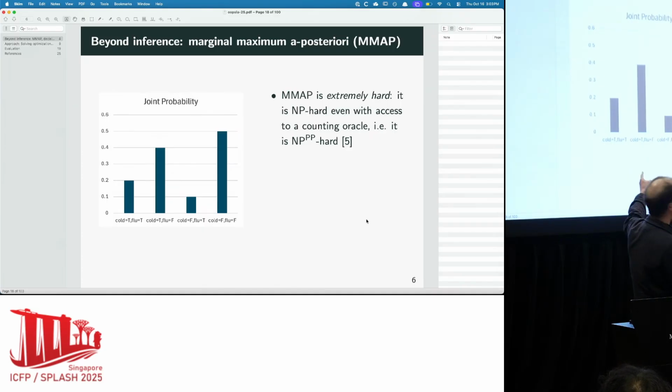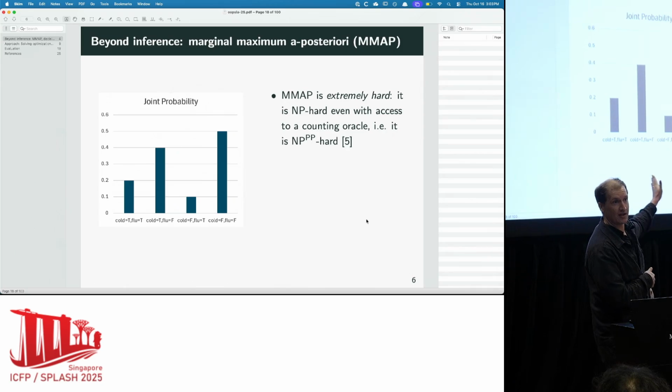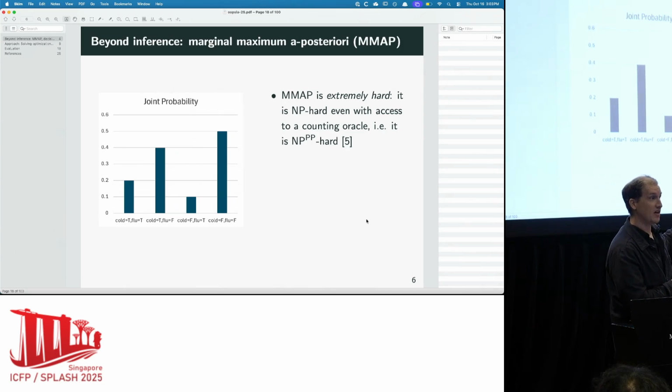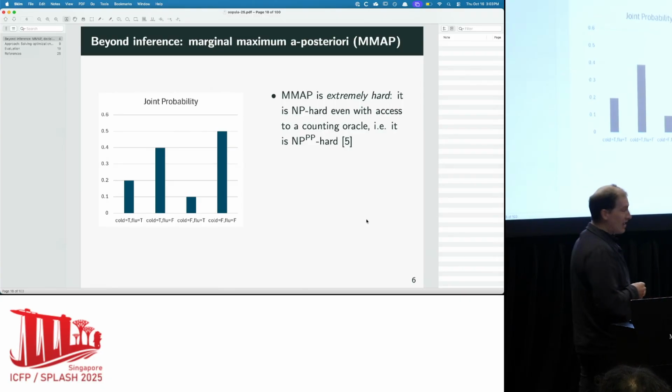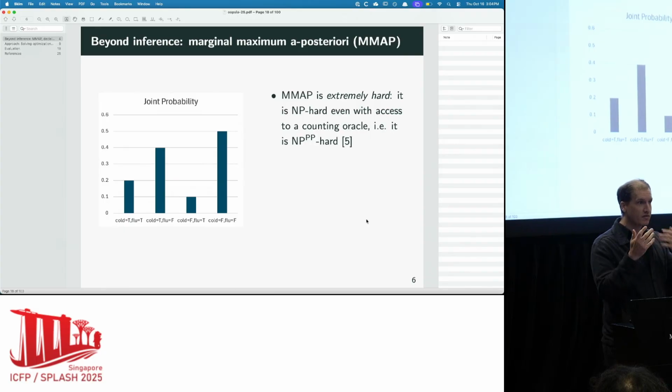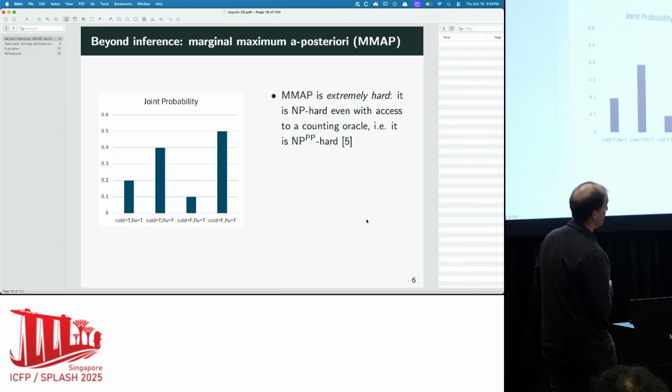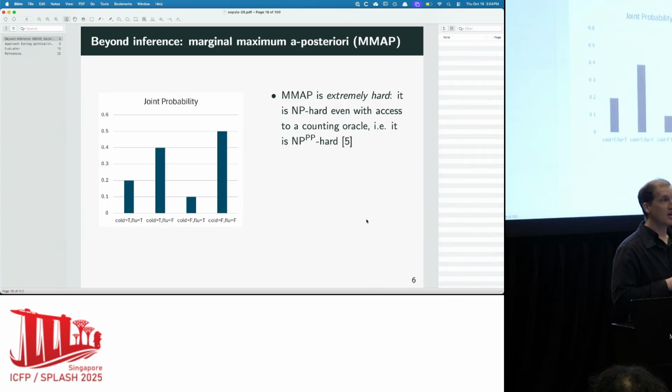I would have to compute each of those histograms, each bar in that histogram, and each bar is itself an inference task, right? That's computing the probability of something about my program. So it seems like I'd have to do that exponentially many times, one for each possible joint assignment to the variables over which I'm optimizing, right? And that's very hard, and we can actually say that it is NP to the PP hard. So it's hard even if I have a counting oracle, and that's pretty spooky.